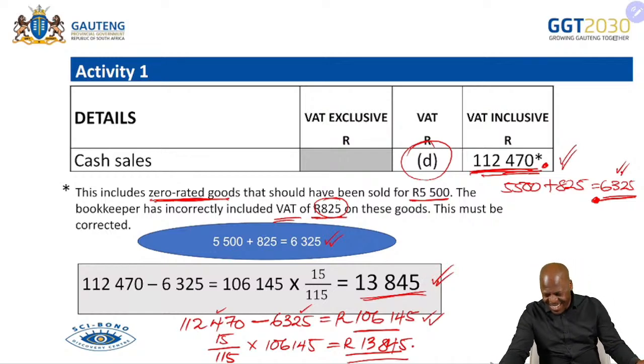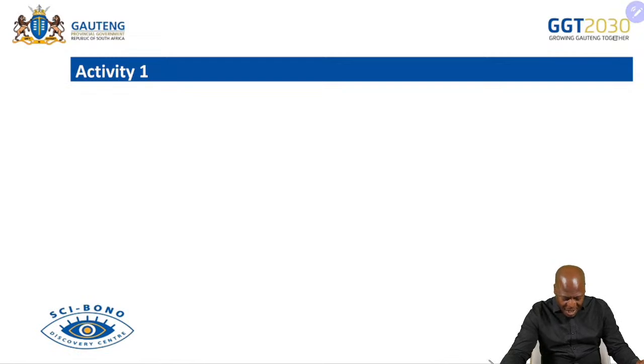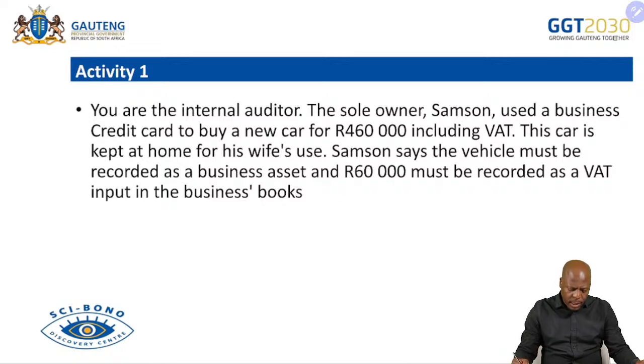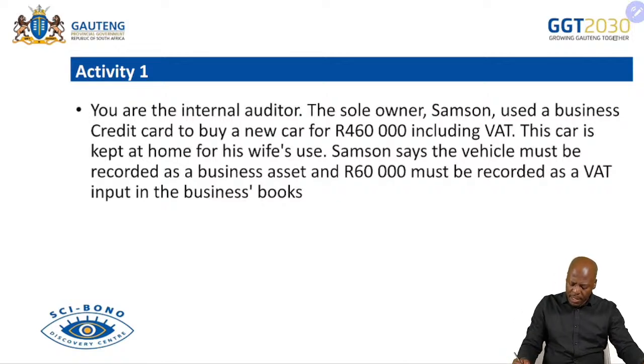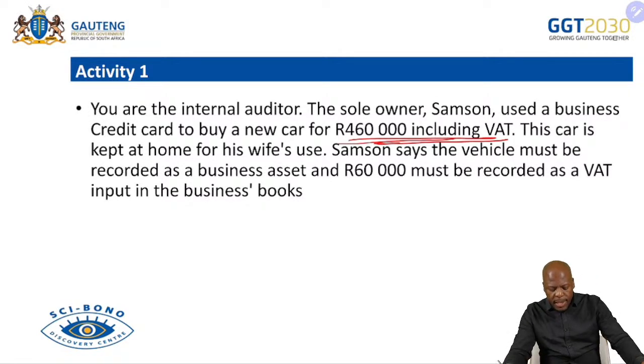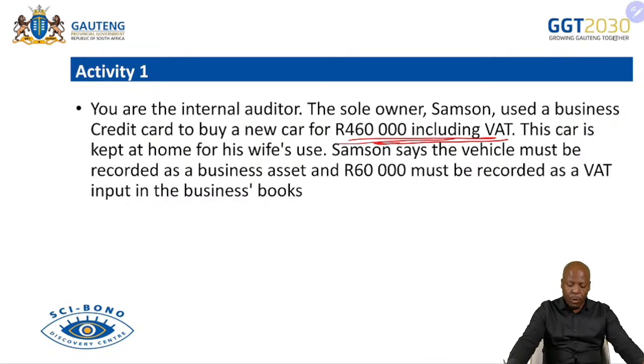Thank you. Let's quickly now go to the theory question. Remember, we're going to the theory question. It says, you are the internal auditor. The sole owner, Mr. Sampson, used a business credit card to buy a new car, okay, for 460,000, and this includes VAT. This car is kept at home for his wife, who is using the car, okay? So the car is kept at home for his wife's use.